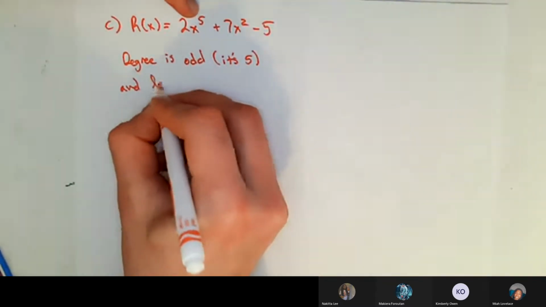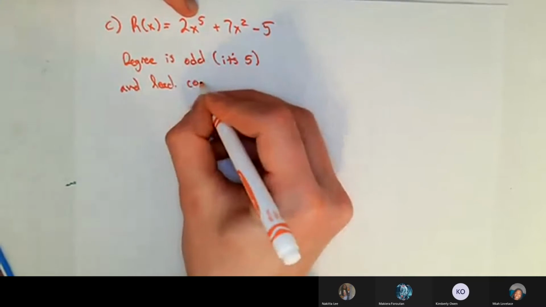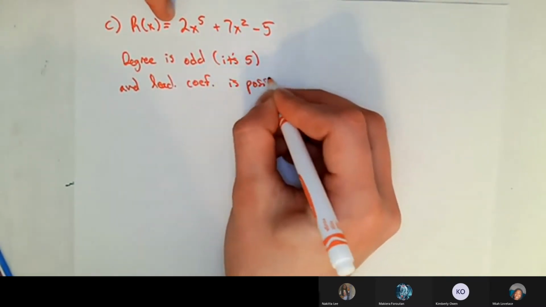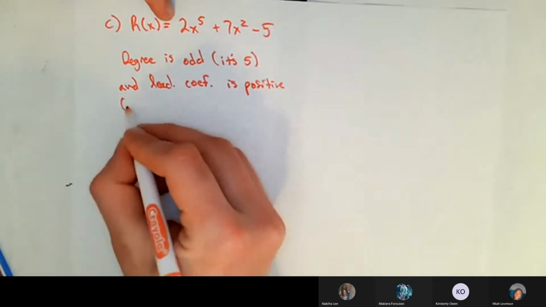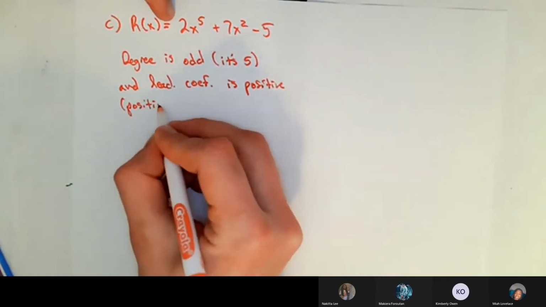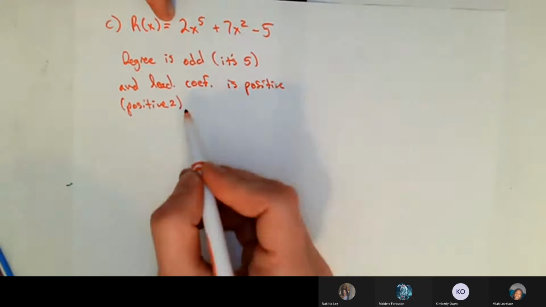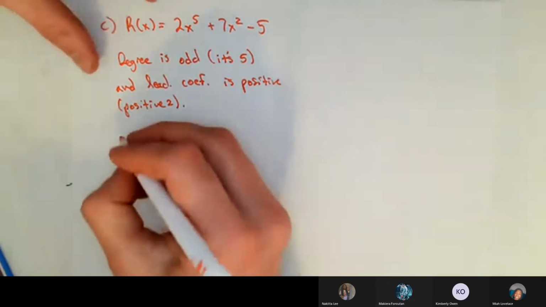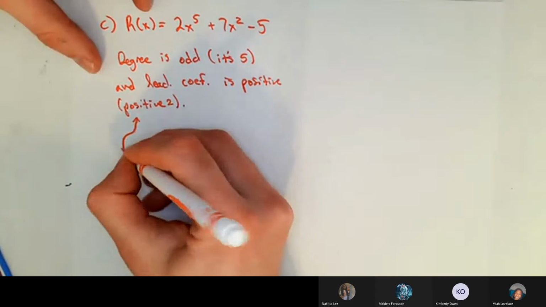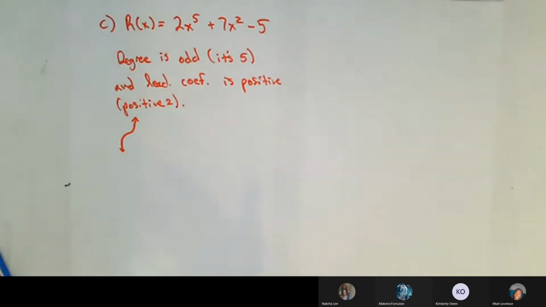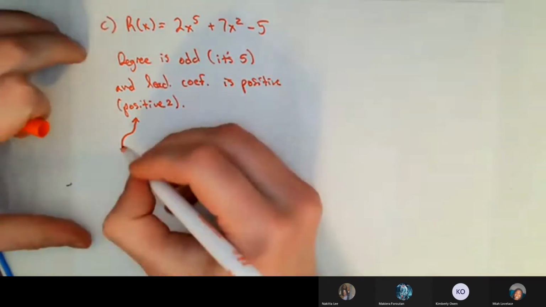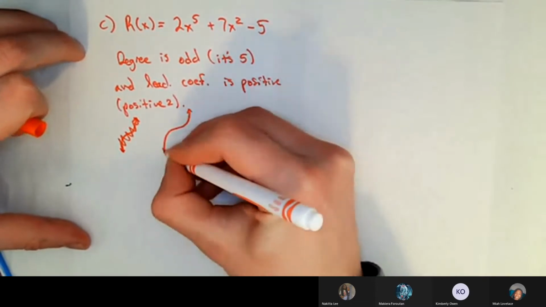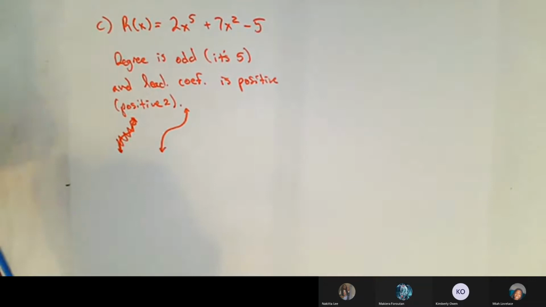And let me just go ahead and say the leading coefficient is positive. It's a positive 2. So I'll say parenthetically here, positive 2. So we're going to have this shape. Generally, this shape. Let me draw that. I don't like that, that's ugly. Let me draw this a bit better. There we go. That shape.